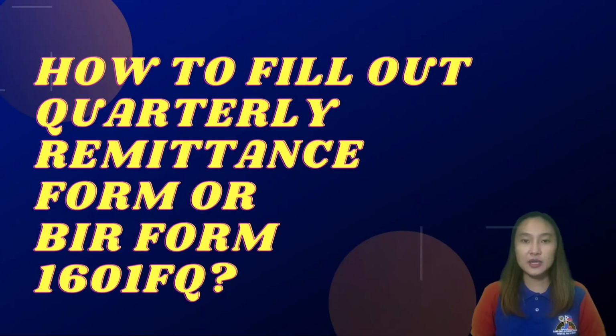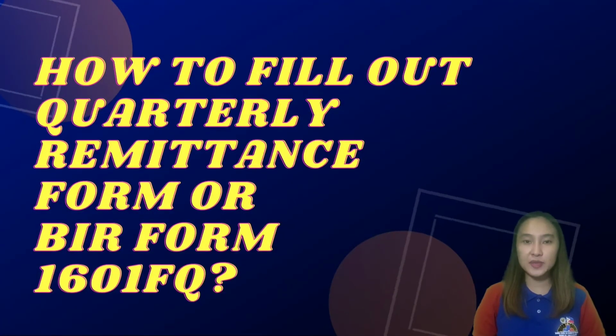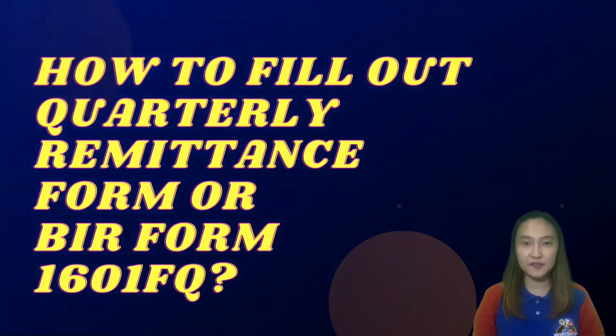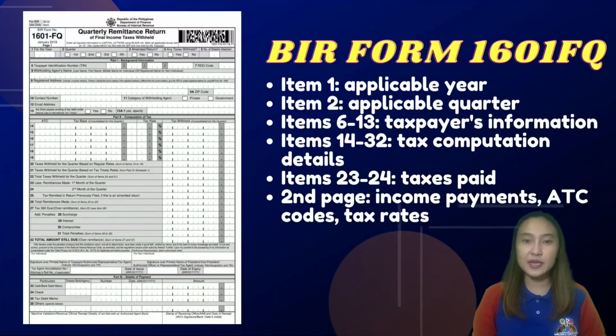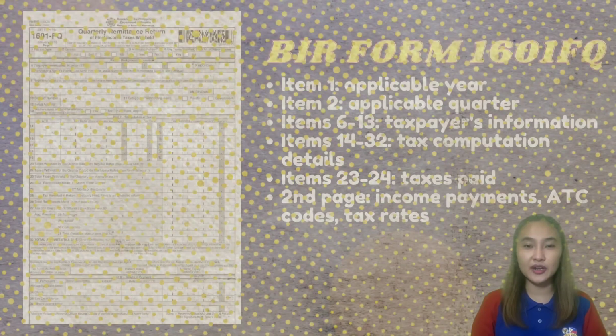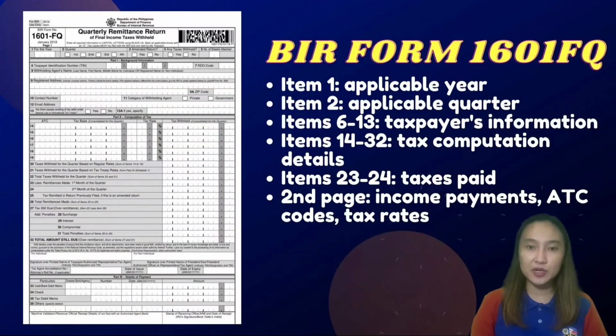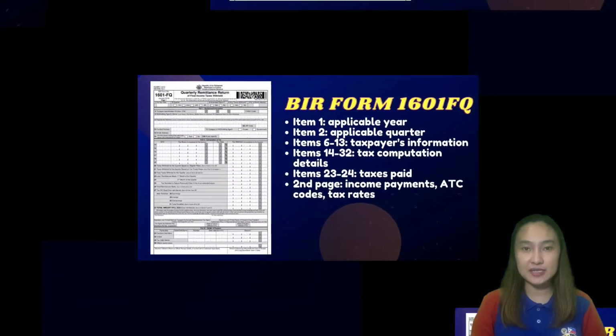How to fill out Quarterly Remittance Form or BIR Form 1601FQ. Fill out all the important details. Write the applicable year on item 1 on the upper left corner and check the applicable quarter on item 2. Write your pertinent information on items 6 to 13 like your TIN, RDO code, withholding agent's name and address, zip code, contact number, and email address.